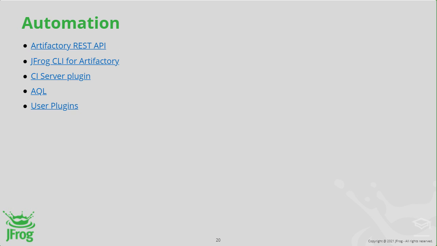Okay, there are a few links here that are very important and that I advise you to take a look at regarding automation. Artifactory has a very rich REST API in addition to the JFrog command line interface, which can be used together with Artifactory or with the other JFrog products like Xray and Distribution. Different CI server plugins, AQL, which stands for Artifactory Query Language, that helps you query Artifactory. For example, search for all the builds on a specific date, and user plugins.